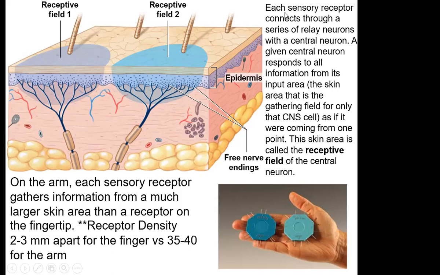Each sensory receptor connects through a series of relay neurons with the central neuron. So that given central neuron responds to all information from its input area as if it were coming from one point. This is the receptive field. Basically it's there to monitor. The receptive field is the monitor area for these neurons to tell you what is going on where.